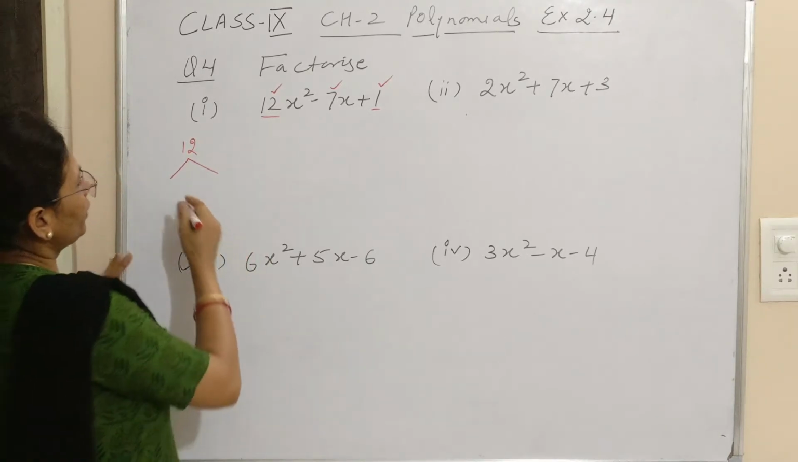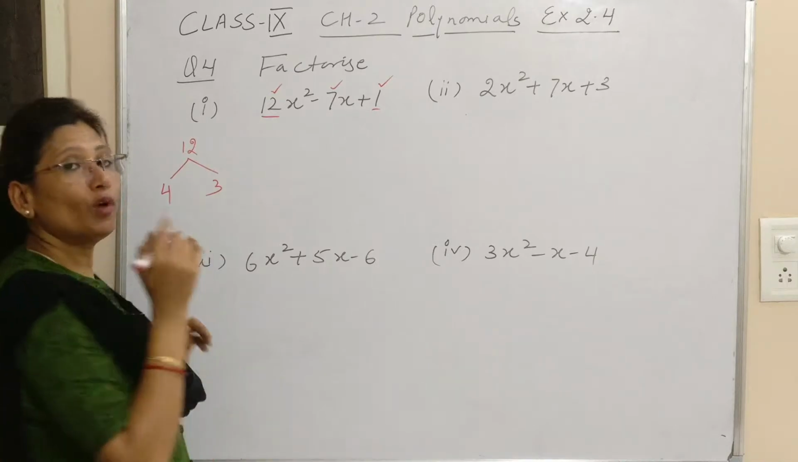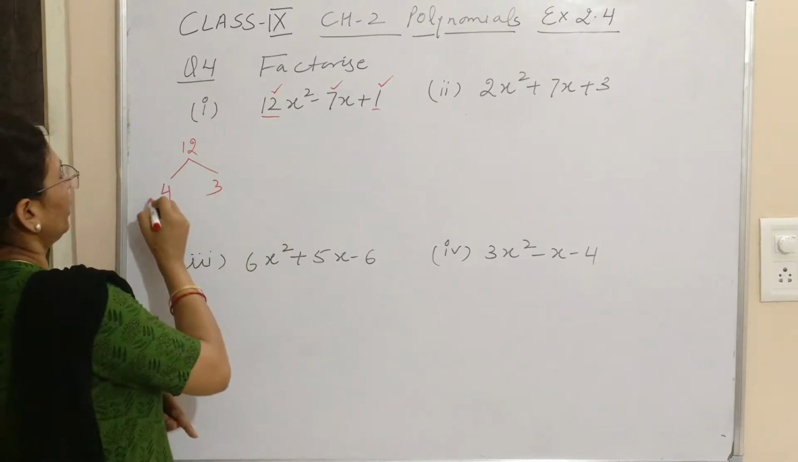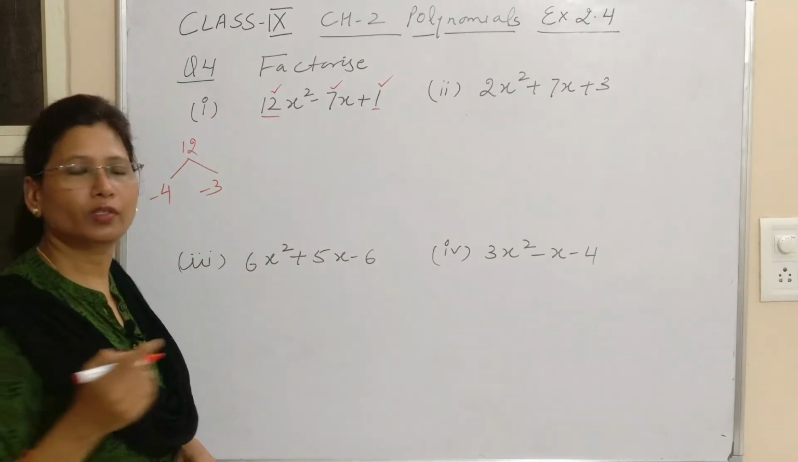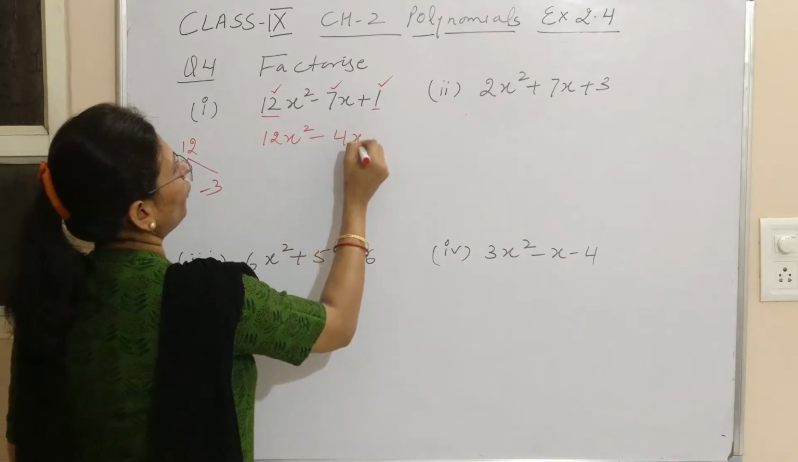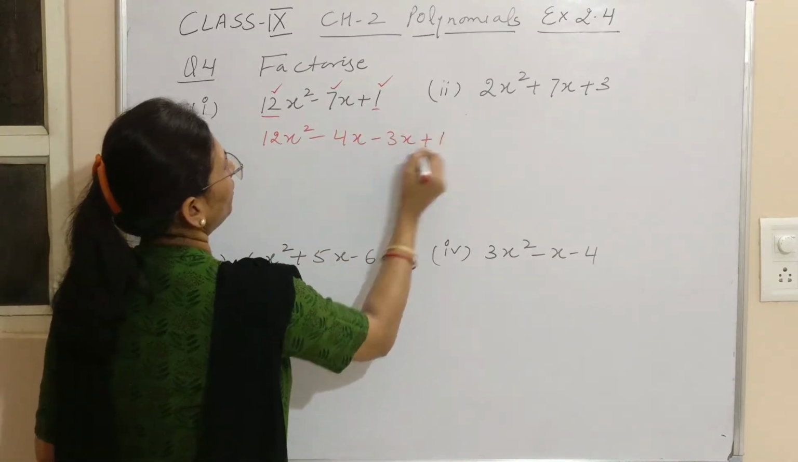So the other factor is 4 threes are 12. If you add 4 and 3, you get 7. But here I want minus 7, so I should take the factors minus 4 and minus 3. So here we can write this as 12x square minus 4x minus 3x plus 1.